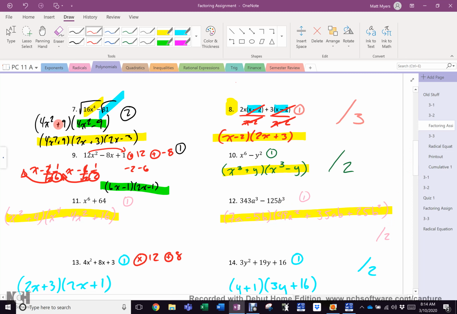Because you can't factor a sum of squares. You can only factor a difference of squares. Because if you do a sum, there's no way you can multiply to get a positive and have the middle term disappear, right?